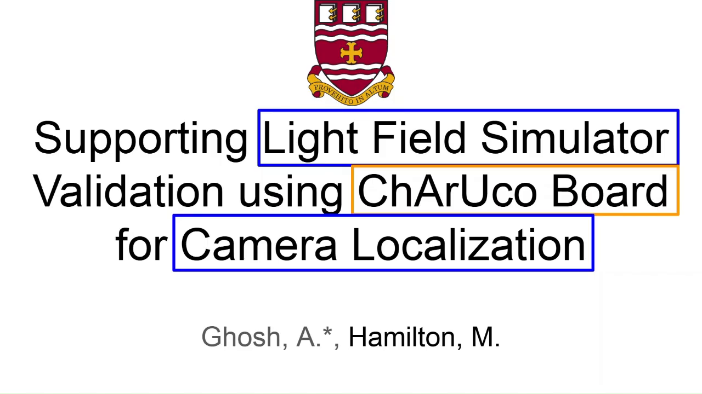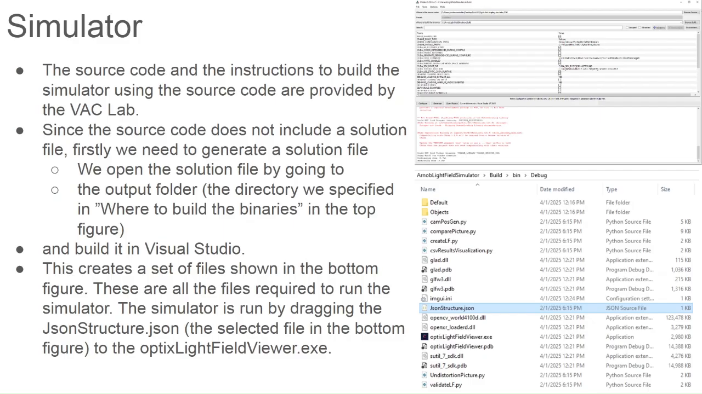This source code is then made into a solution file. The solution file is then used to build the binary exe files, and these binary files are all we are going to use to run the simulator. Just like any computer program, the simulator also takes some input and gives some output, and what input it will take or what output it will give depends on the work of this simulator. The work of this simulator is to simulate a light field display.